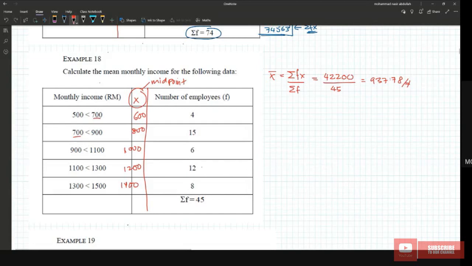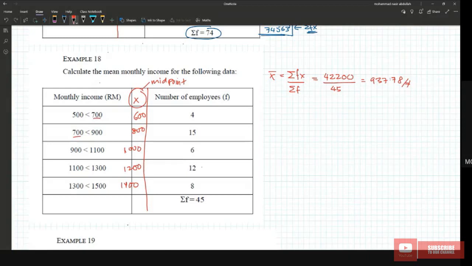4600. 1022. Wait, you have the same calculator kan? Wait, I check my data. Maybe I wrongly key in. So 800. Oh, so I tak salah. Okay, jap. I ubah semula. 1200. And last is 1400.